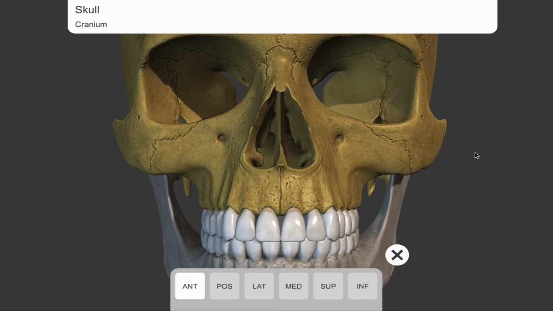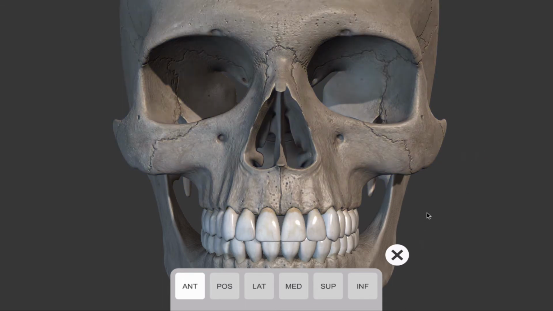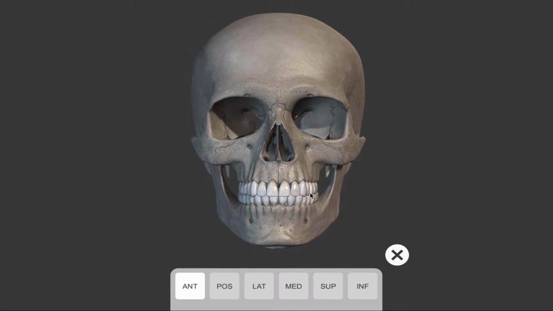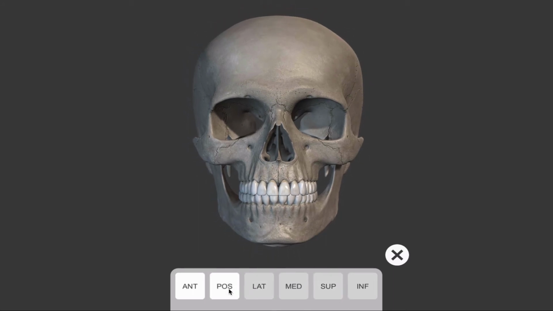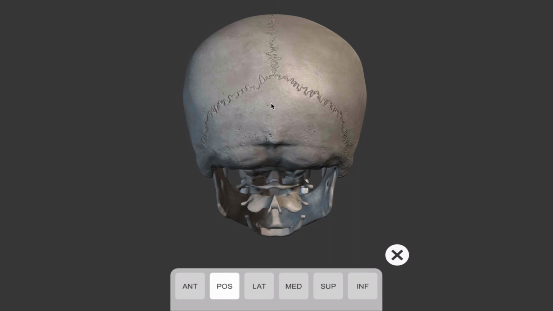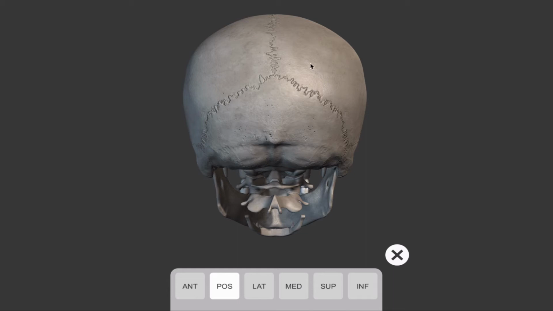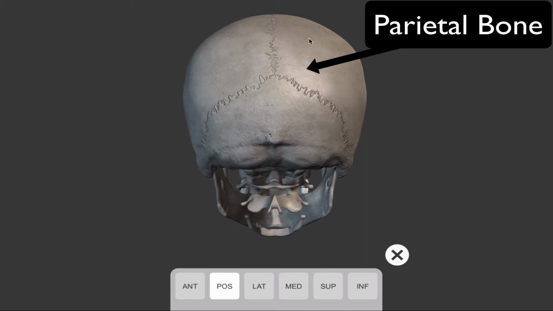All right. Now, within the, well, let me come back to that actually. So let's now look at the back of the skull. So we can see this bone in the back of the skull. This is called the occipital bone. The occipital bone. And again, on either side at the top of the head, these are your parietal bones.